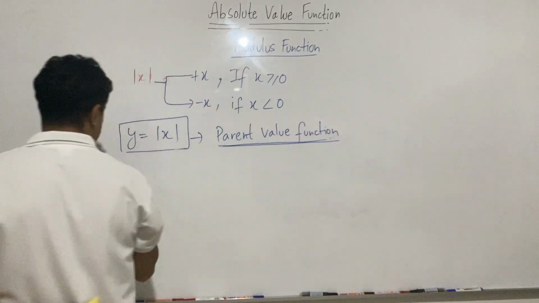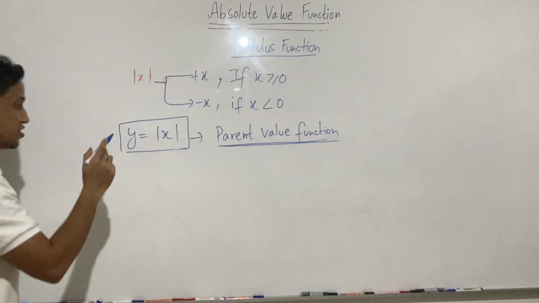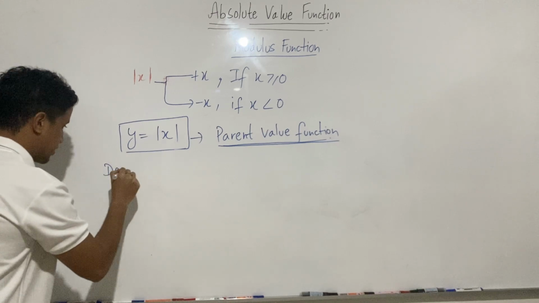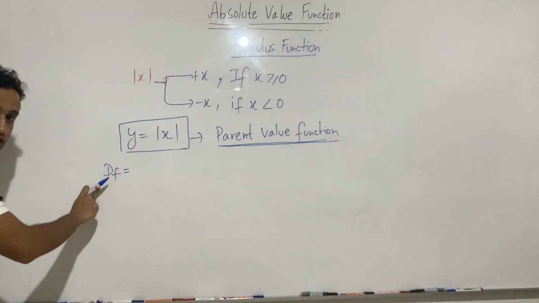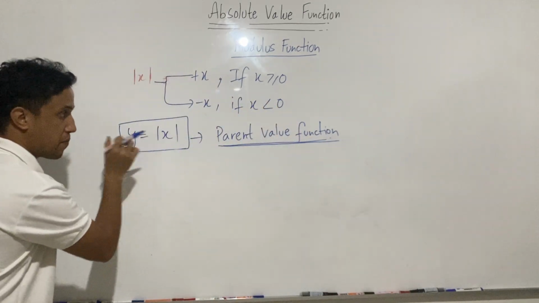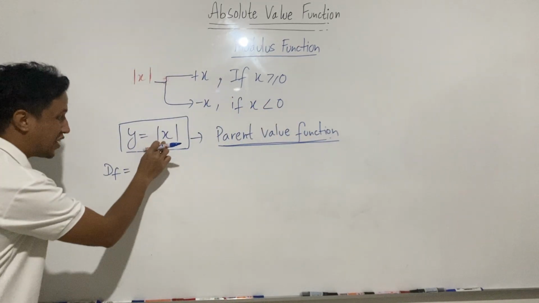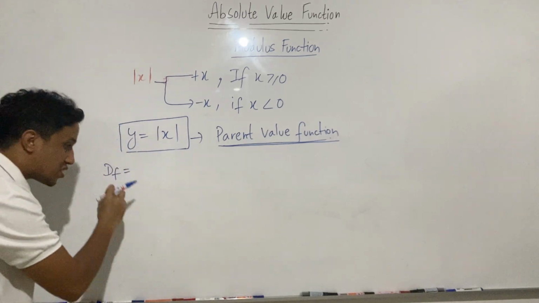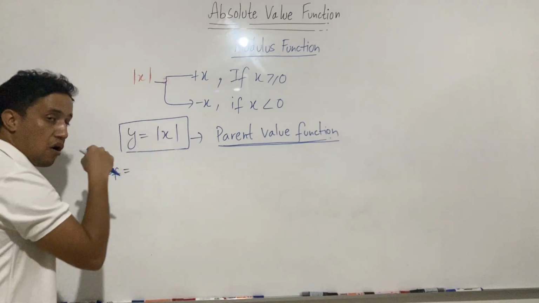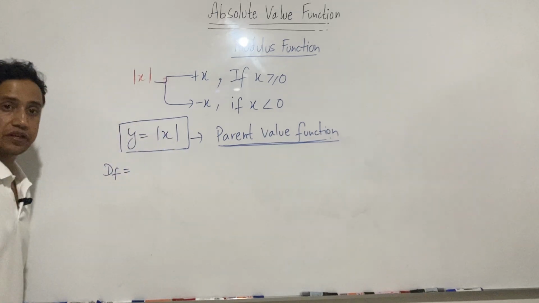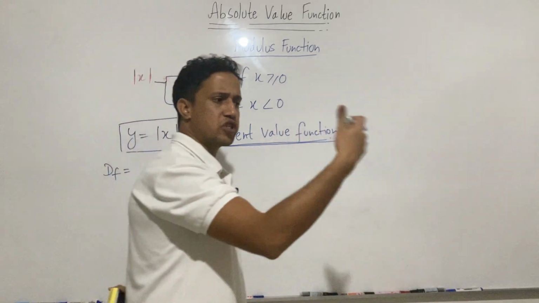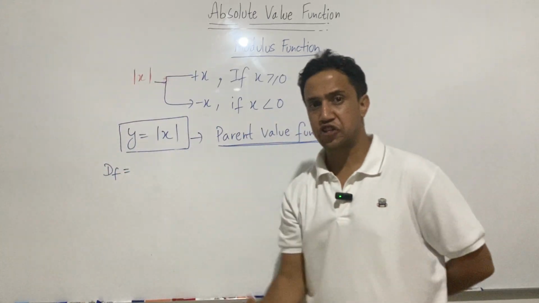Okay, then here we can discuss the domain. Domain of this parent function. D for domain. Domain means the input. So this is our parent value function. What is going to be the domain, or what numbers can you put within these vertical bars? So here you can put any number. You can put positive integers.